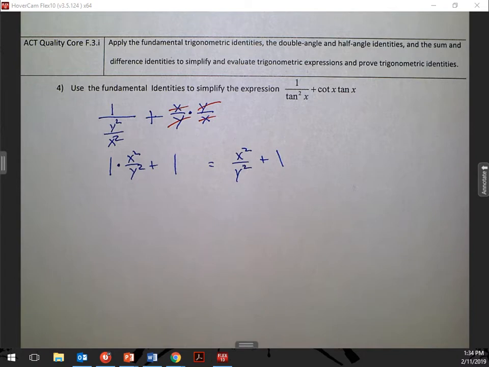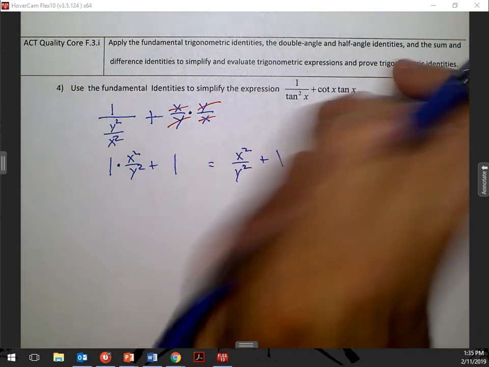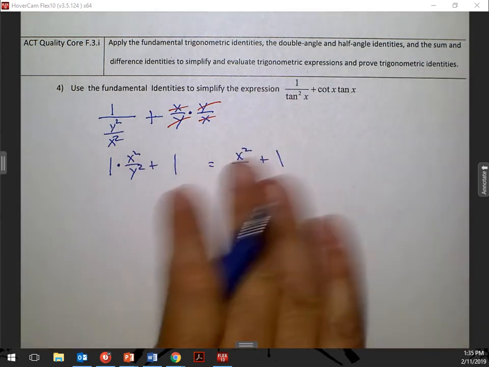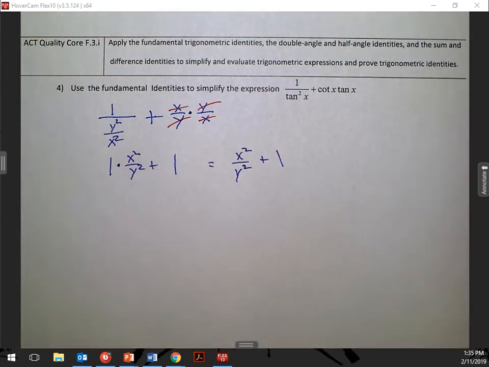That is an identity. So now, to get full points on this one, yes, you did all the work right here, but it is also an identity. So I'm going to show you guys the identities again.